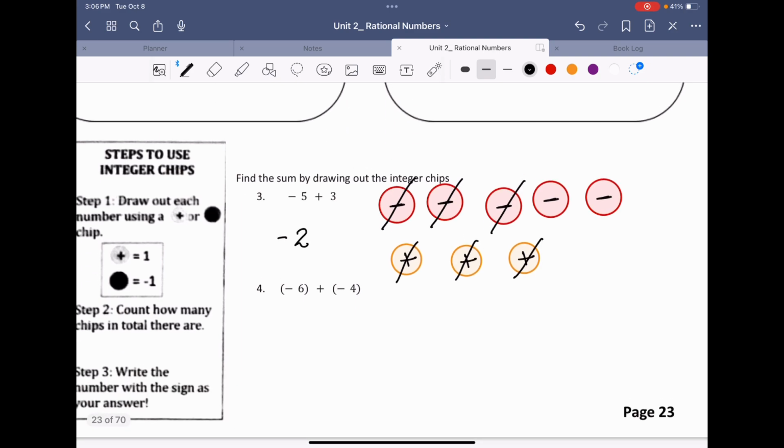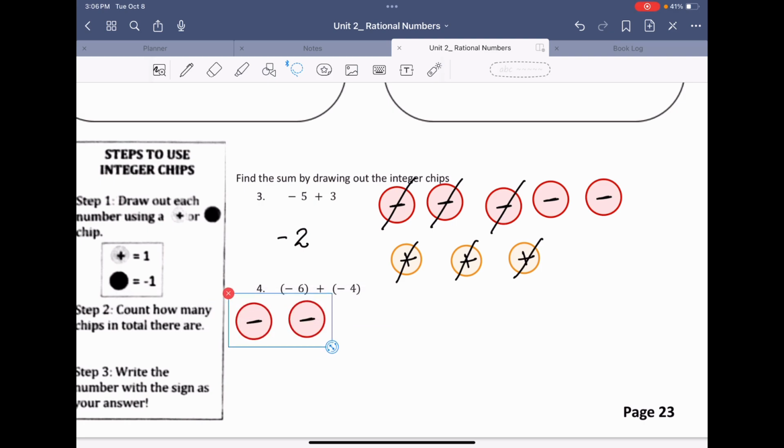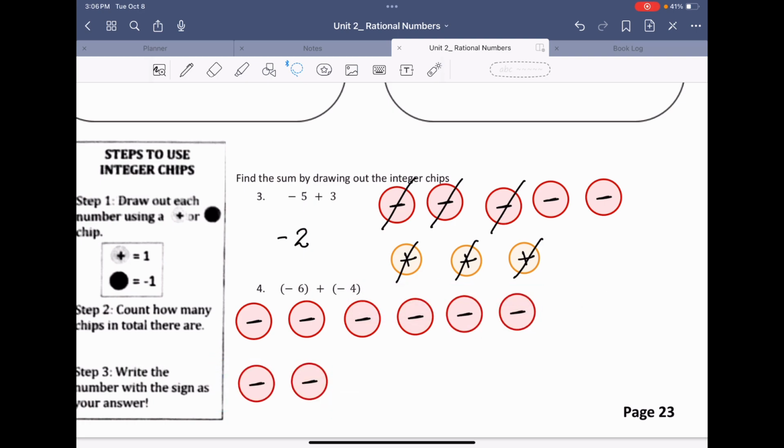I'm going to do the same thing. To make it a little bit faster, I'm going to circle or copy 2 of my negative chips. So I need 6 total. 1, 2, 3, 4, 5, 6, and 1, 2, 3, 4. Now, since they're all the same color, I can't cancel anything out. I'm just going to count up the total amount of chips I have, which should be 10. But remember, these are negative chips, so my answer should be negative 10.